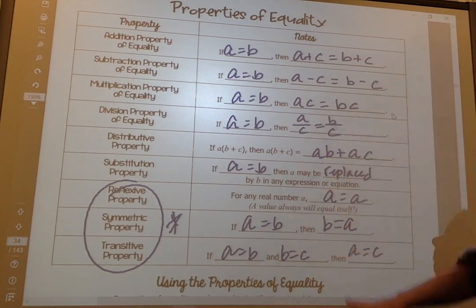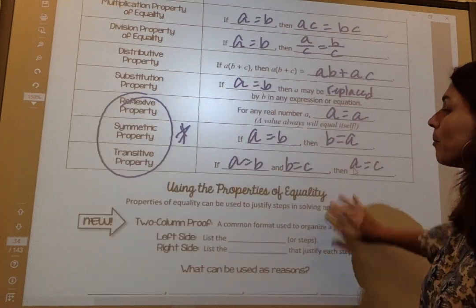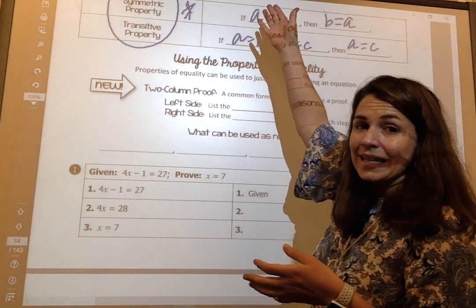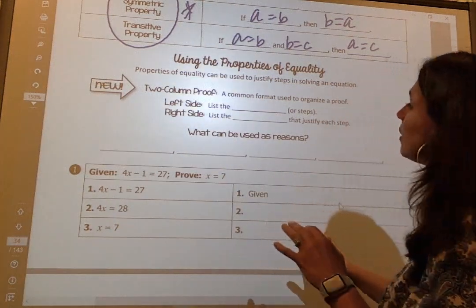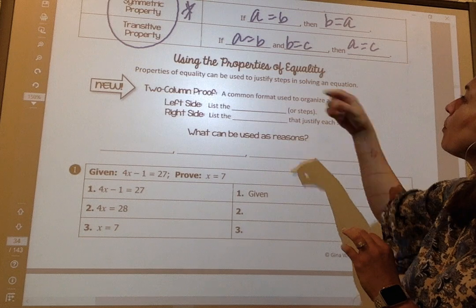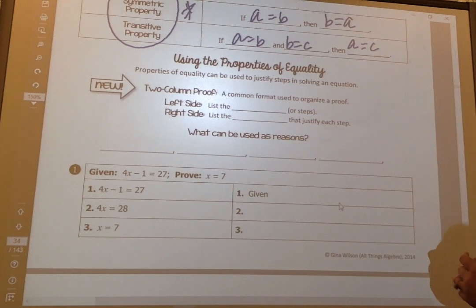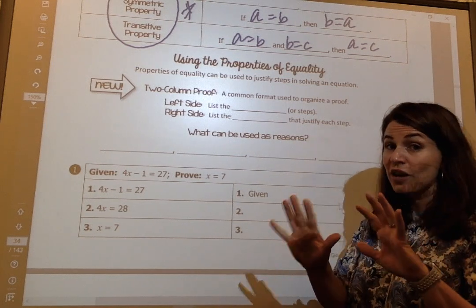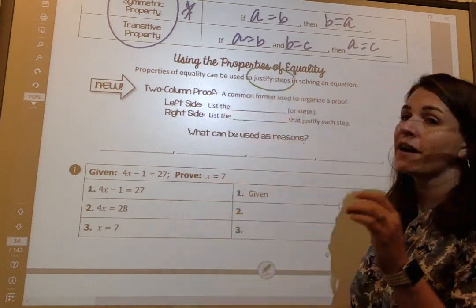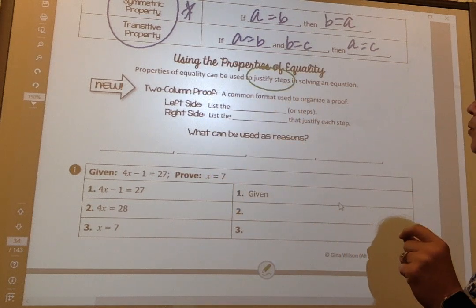So those are my properties. It's important to see these properties, because when we start our proofs, this is the reasoning that I use. I'm going to talk a little bit about what a proof table looks like. When we use the properties of equality, they can be used to justify steps. So here's the big thing when you're starting proofs: it is all about justifying your steps. That's the most important part.